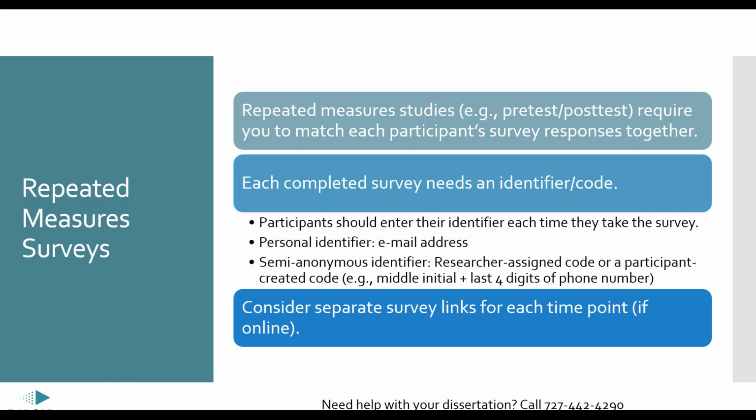So for instance, a semi-anonymous code may be you ask the participant to enter in their middle initial plus the last 4 digits of their phone number. You could use this code because it would be unique enough to where no two participants will be entering in the same code, but it's not enough information for you to personally identify that person. So in cases where you really want to keep the responses anonymous, you can use a more anonymous or semi-anonymous identifier for linking the surveys together.